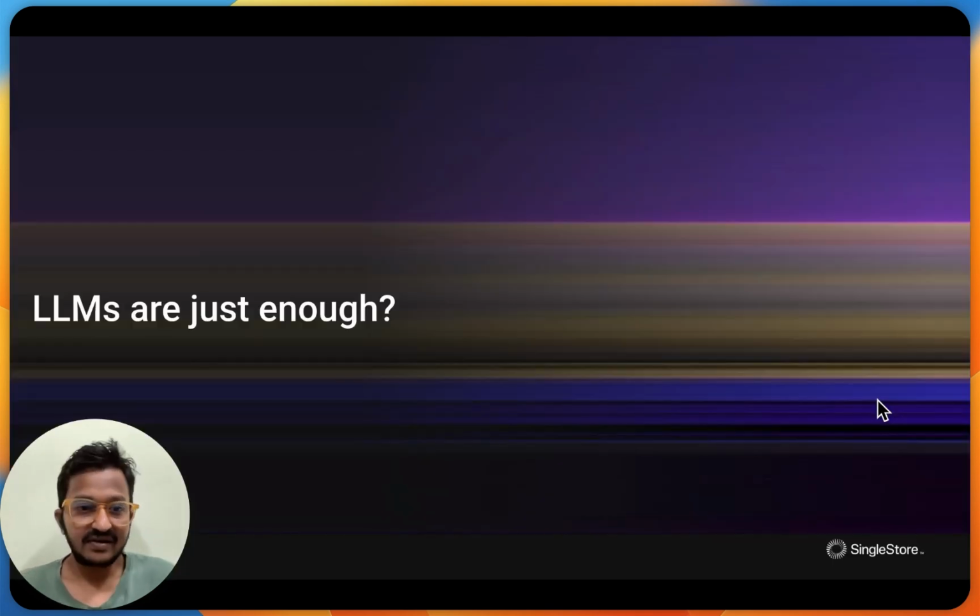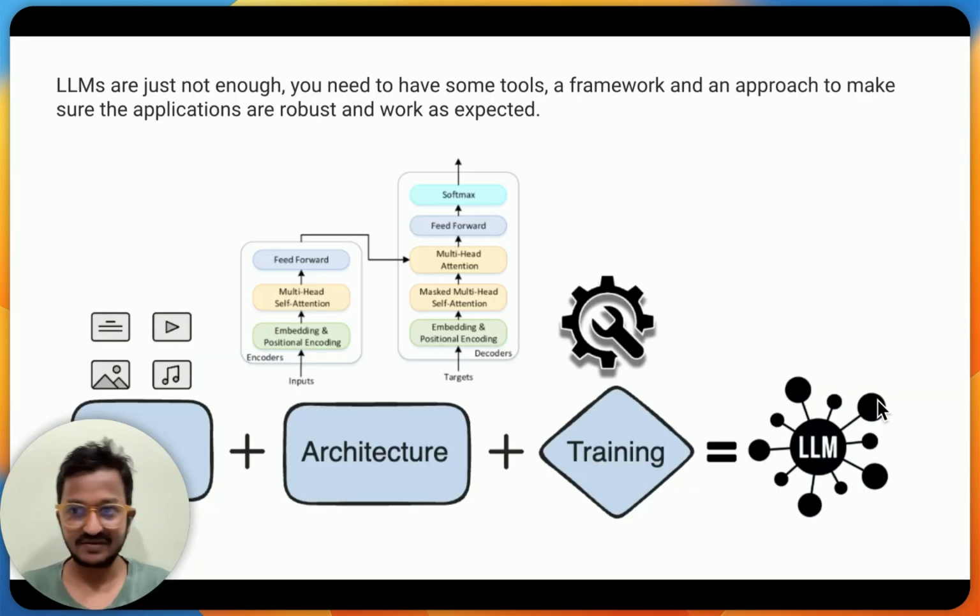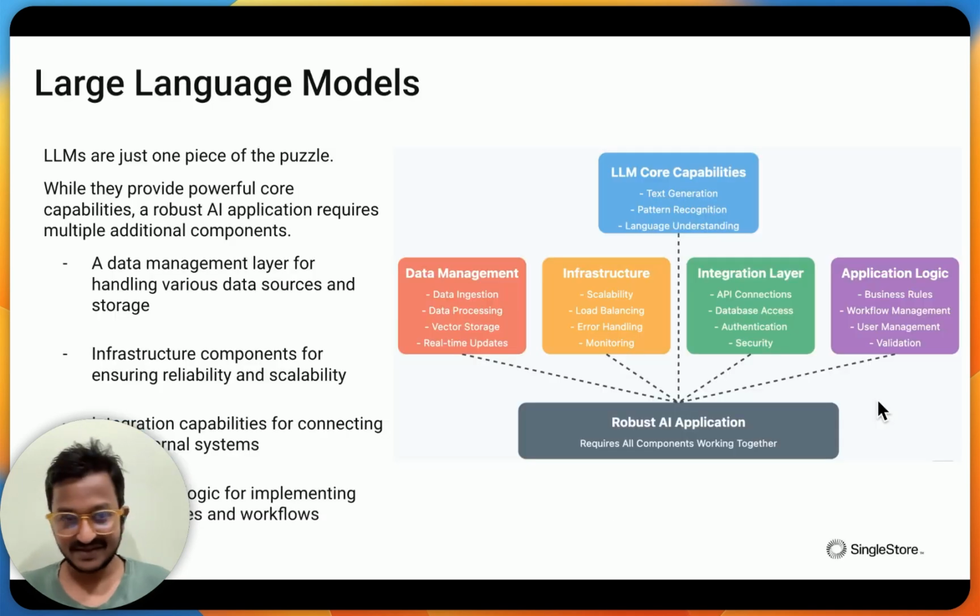So you might say, hey Pawan, LLMs are just enough. But what exactly are LLMs made up of? They are made up of some kind of data, the architecture, like the transformer architecture, and some kind of training. That's how LLMs are made. And they are just a piece of the puzzle for building robust AI applications. So you need something more than LLMs. Like I said, LLMs are just one piece of the puzzle.